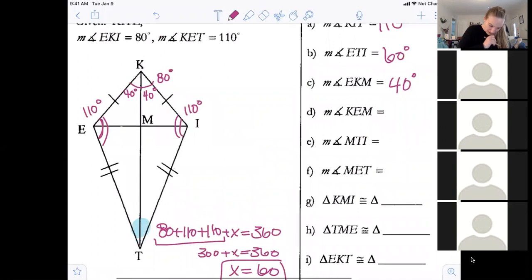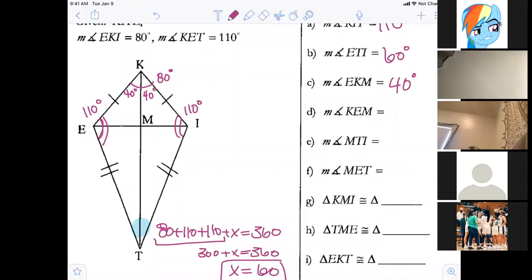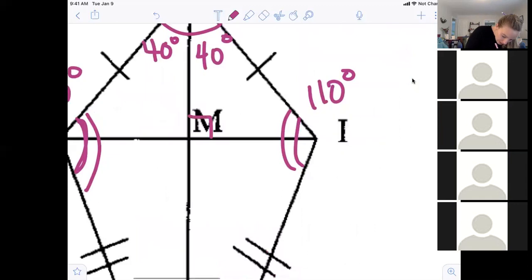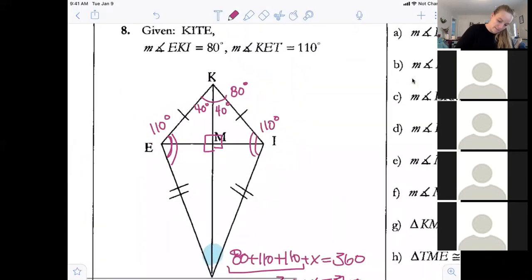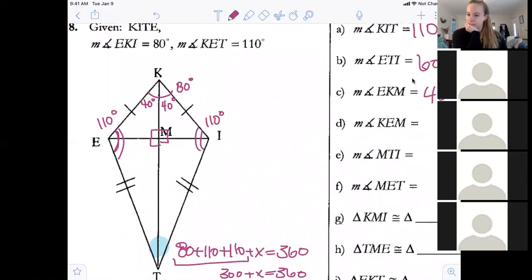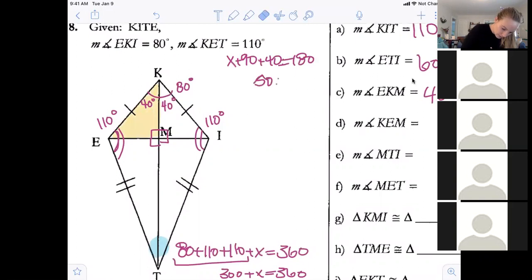Next, I want to do KEM. Before I do that, what do we remember about the diagonals? What do we know about the diagonals of a kite? They're perpendicular. Very good, perpendicular. So I'm gonna go in here and write perpendicular in all of them. What might help us? KEM. It's a right triangle. So you would add 90, 40, and then x plus 90 plus 40 equals 180, and then you subtract that from 180 to get, I think it's 50. I think you're right.